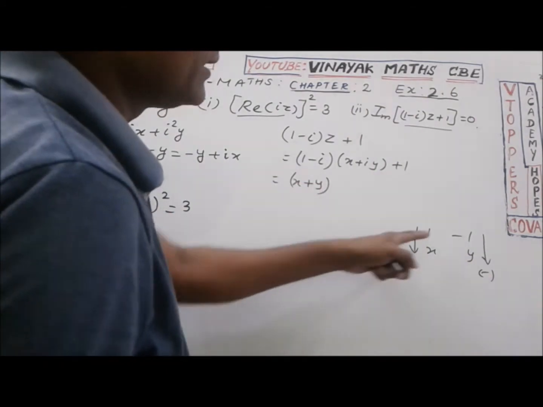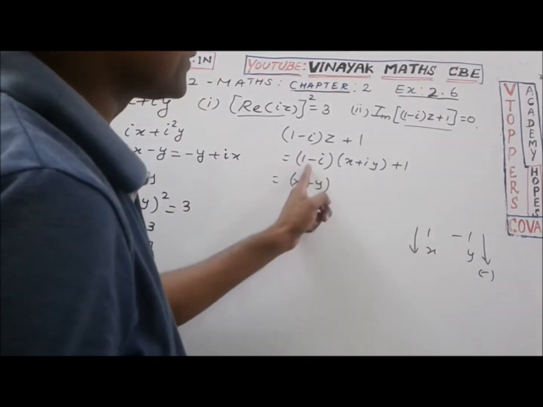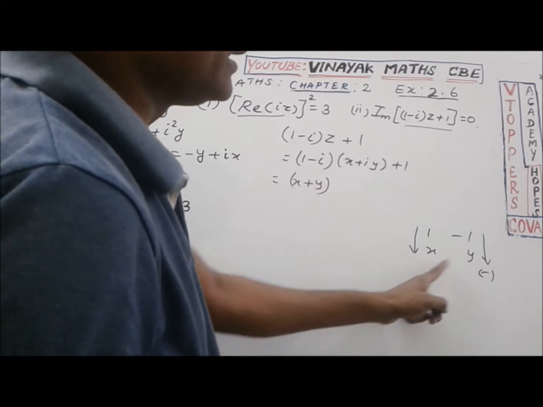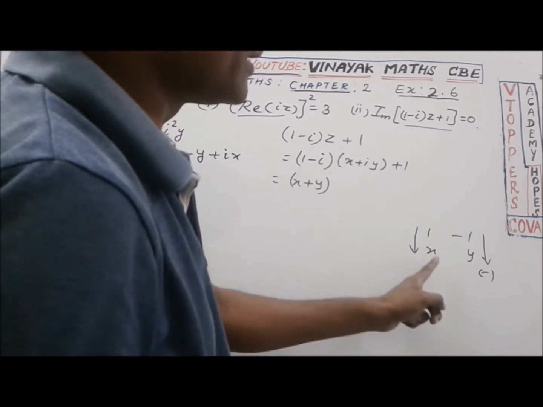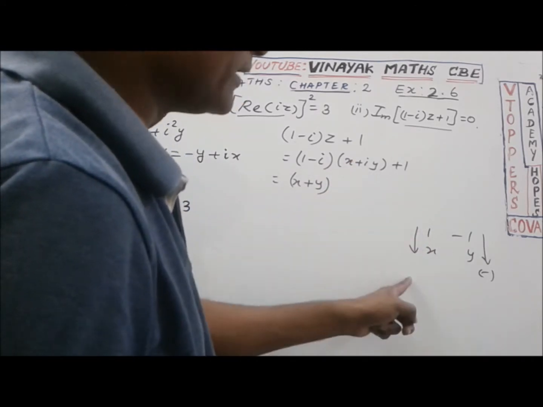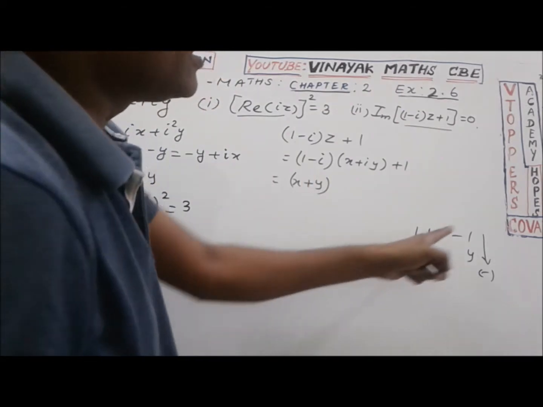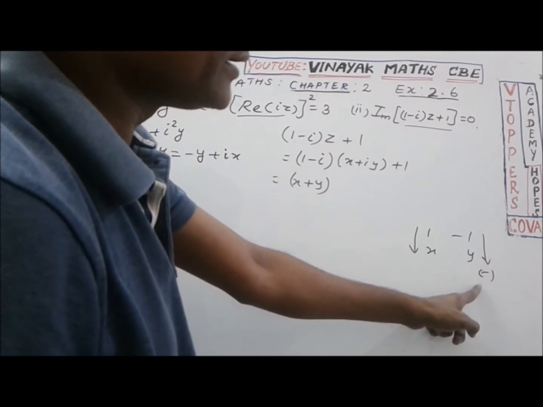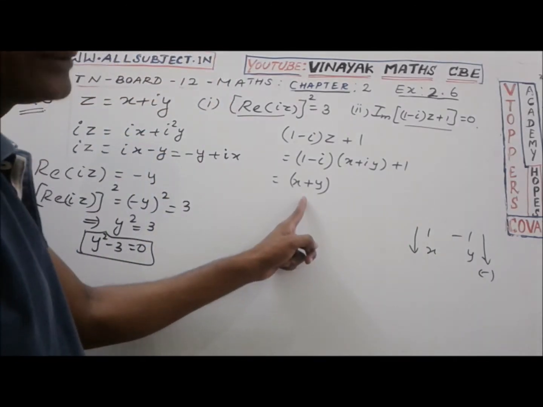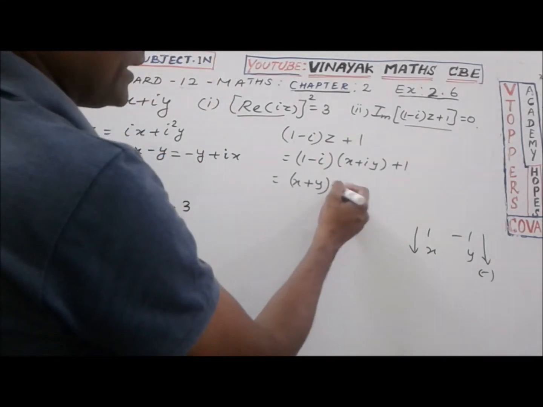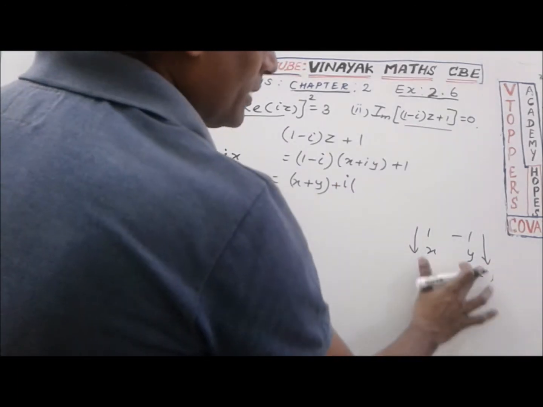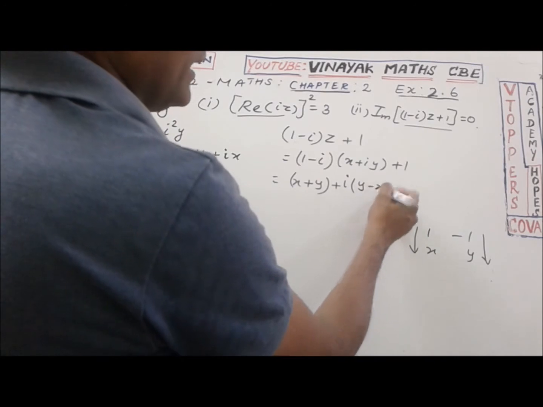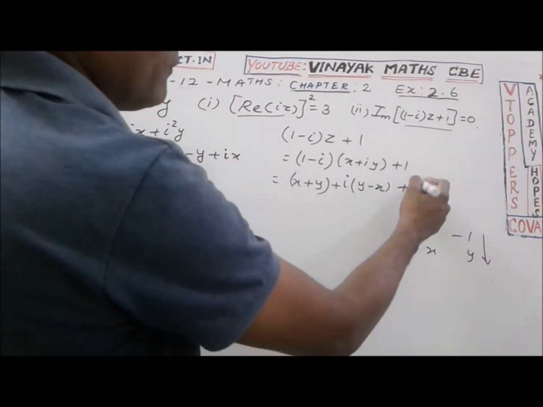1 into x, x. This is the real part of the first complex number and the imaginary part of the first complex number. And here I have written the real and imaginary part of the second complex number. Multiplying this way, 1 into x, x, and multiplying this way again downward, minus 1 into y, changing its sign, plus y, we get a real part. Then plus i into, just cross multiplying without this sign, y minus x is the imaginary part, plus 1.